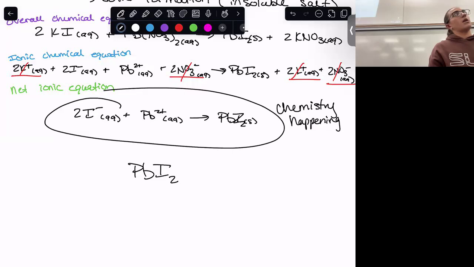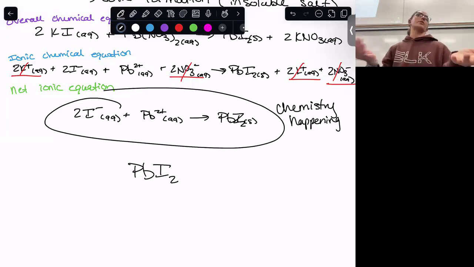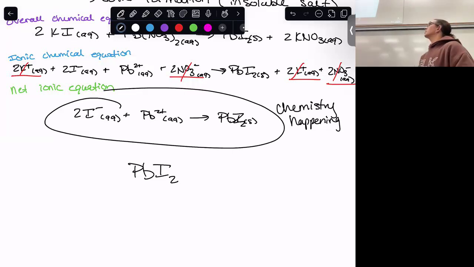Don't balance first. He said do the break it into the net ionic and then balance it out. Either one will work. Because if you just balance your net ionic equation, you're not balancing the other stuff that you don't need. If it comes balanced, then that's fine too.